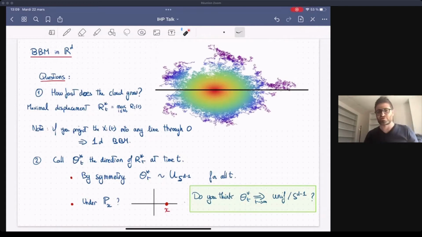So what kind of questions are we interested in? The first one, the obvious one, is how fast does this cloud grow? And so you might be interested in studying the maximal displacement. So R star of t is, among all particles alive at time t, you look at the one which is the furthest away from 0, and the distance of this particle to 0 you call R star of t.